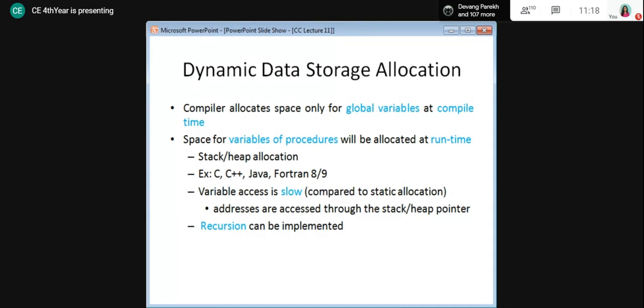But we have an advantage that when we go for dynamic storage allocation, recursion can be implemented. We can also go for nested procedures. We will see an example today wherein the dynamic data storage allocation strategy can be applied for nested procedures. Fine. Moving ahead.